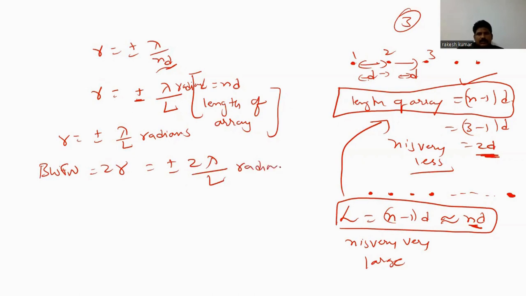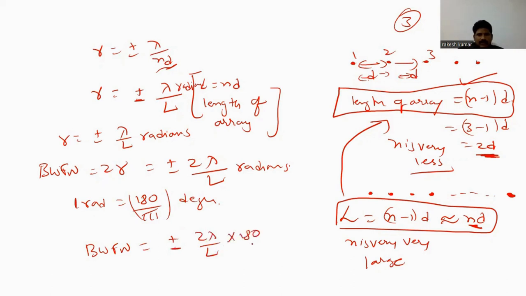that is equal to plus or minus 2 lambda by L radians. If I want to convert into degrees, what is the relationship between radians and degrees? 1 radian is equal to 180 by pi. Already we have discussed this. Therefore, the beam width between first nulls in degrees is equal to plus or minus 2 lambda by L into 180 by pi. 180 by pi is nothing but 57.3 degrees.